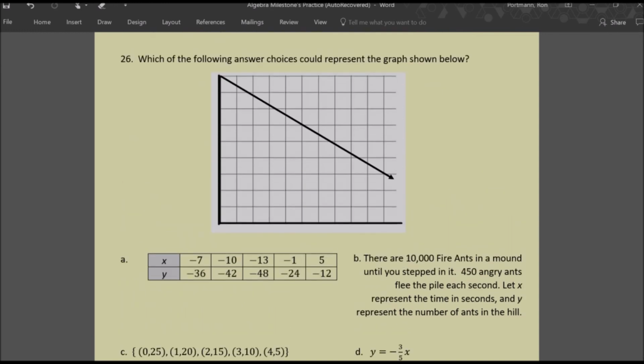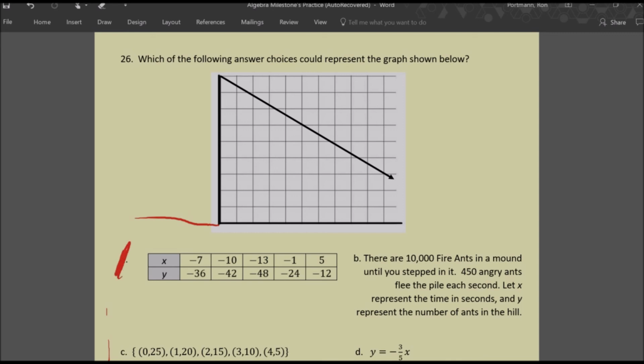What do you think the answer is to this one? I want to hear from you. I know which one it's not. I can narrow it down to the ones that I know are not the correct answer. Since I know that, I'm going to go through here and show you why. Negative 7, negative 36. That point would be down here. Is that anywhere on this line right here? That makes absolutely not one bit of sense. You get rid of that one.